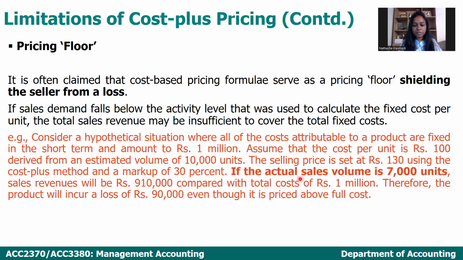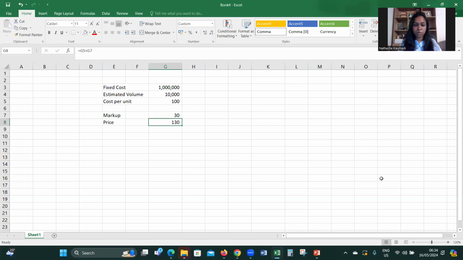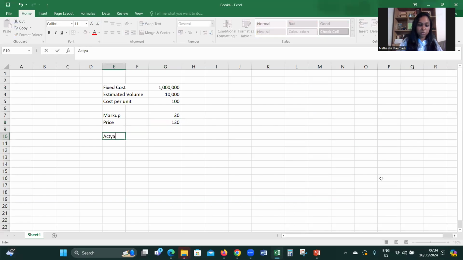Okay. If the actual sales volume is 7,000 units, now you have decided the price. You have estimated some volume to get the unit fixed cost as well. You have anyway now decided the price, that is the cost plus pricing. I told you that is the initial approximation. Now, the actual sales volume, when you go into the market, is 7,000 units.